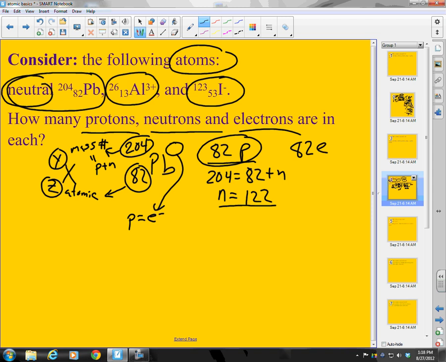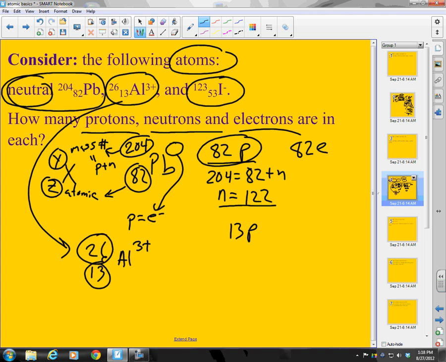Okay, so moving on to the next one. I have aluminum. Let's write this 26 over 13, aluminum 3 plus. The 13 means what? That's the number of protons. So I have 13 protons. The 26 is what? 26 is my mass number, equal to the protons plus my neutrons. So what is N? 26 equals 13 plus N. N equals 13. And the 3 plus here is what? The charge on this atom.